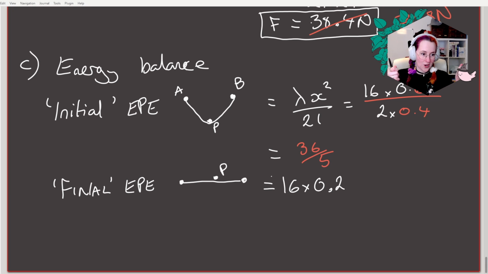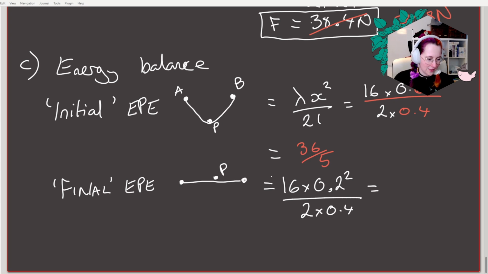Now it's stretched out. So the extension from 0.4 to 0.6 is 0.2 squared over 2 times 0.4, that doesn't change. This gives us 4 over 5, I hope. It does indeed. It gives us 4 over 5.